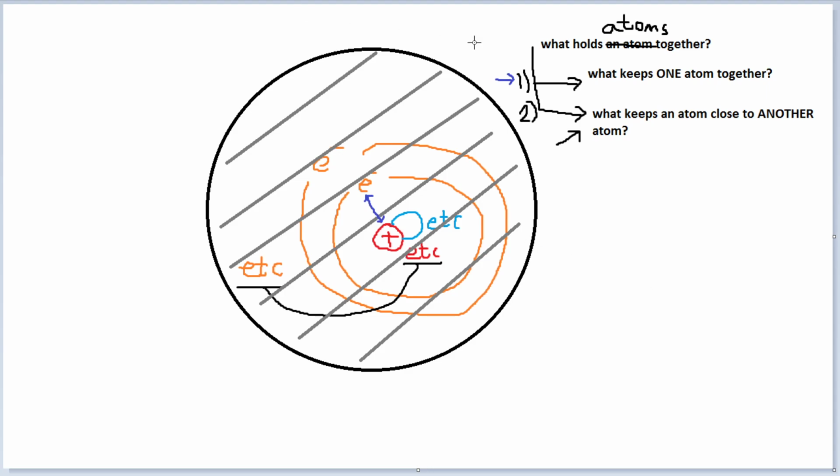Okay. Now, in order to answer question number two, you see why it's important to differentiate between these two questions. In order to answer question number two, I need to introduce another atom into my story. Over here I've got a picture of a single atom. I need to introduce another atom, and it's going to be a picture of an atom just like this one, except it will be representative of a different atom. The reason I need to do that is so I can explain how two atoms can be held together.